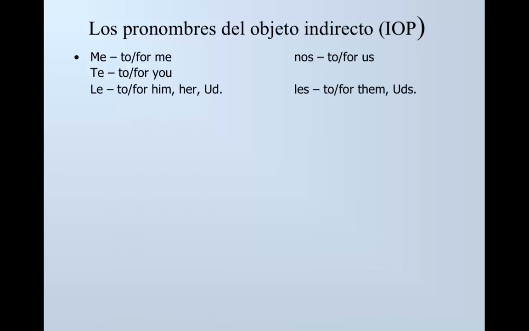So los pronombres del objeto indirecto son me, te, le, nos, les. So as you will notice, they are very similar to the direct object pronouns. The only difference is the le and les. You also need to know that while they are the same word in Spanish, they do have different meanings.